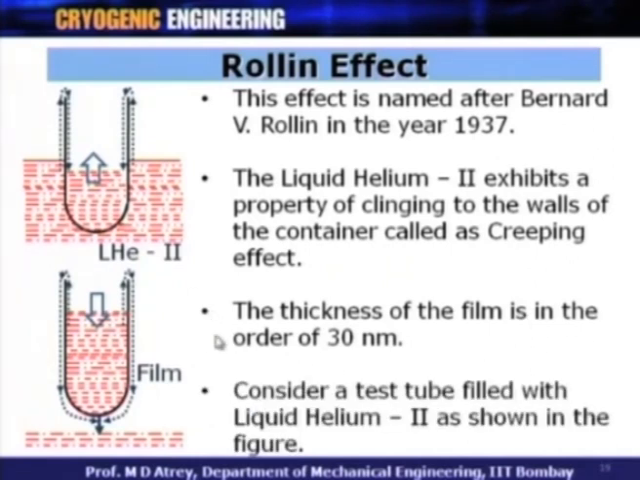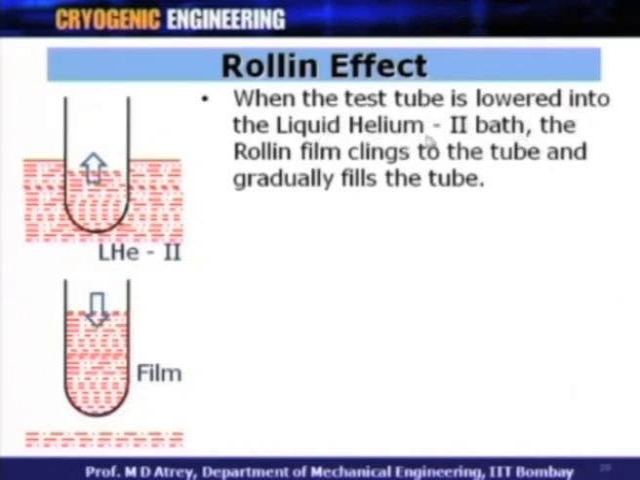Now, what happens exactly in this effect? Consider a test tube filled with liquid helium 2 as seen in the figure. When the test tube is lowered in the liquid helium 2 bath, which is over here, the Rollin film clings to the wall and gradually fills the tube. So, as soon as you dip in this tube, this liquid helium 2 will cling to the wall of this tube and it will start going against gravity, it will climb up and it will start going down. What is happening is that because of this creeping effect, it forms a film on this surface and slowly the height of this level will start increasing.